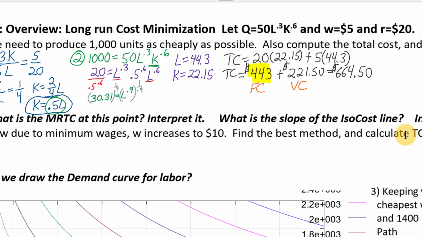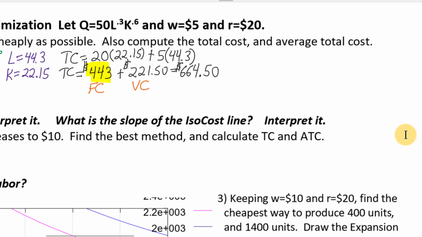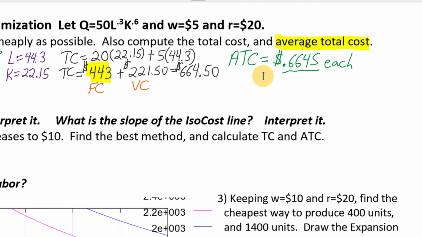The last thing I want to calculate here is average total cost, or cost per unit. That makes it a lot easier to compare how much these things we're producing actually cost us, especially if we're thinking about doing different output levels. So average total cost, we just take the total cost, $664.50, divide it by how many we're producing, which is 1,000 units, and our cost per unit is going to be about 66 or 67 cents each. So average per unit cost.